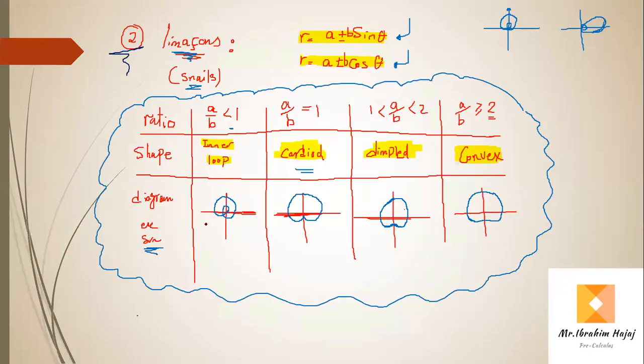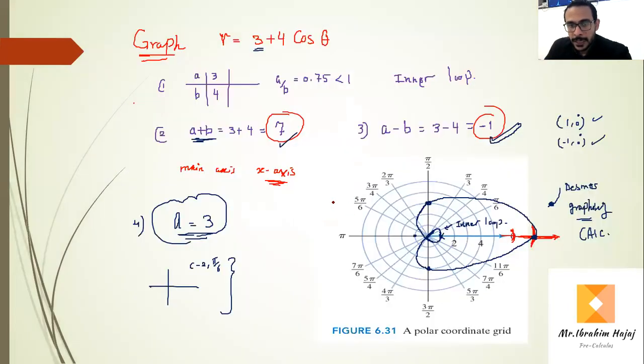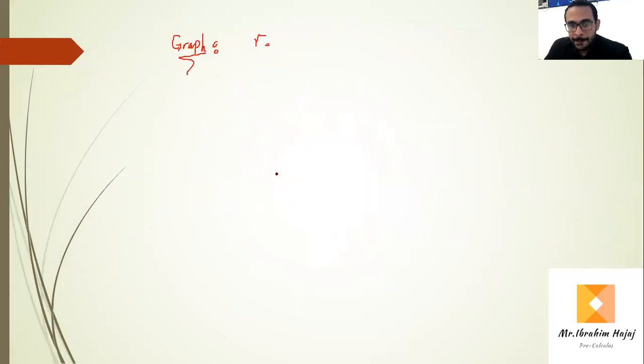So I'm going to move back to my table for the limaçons, the snails. In the dimpled one, the ratio a over b is between 1 and 2. It's like the previous one, but without a sharp point inside. Let's pick, guys, like 1 point something, so it's 4 over 3. We can write it as r equals 4 plus 3 cosine theta.